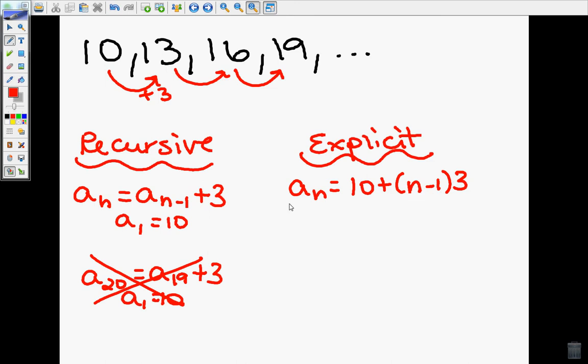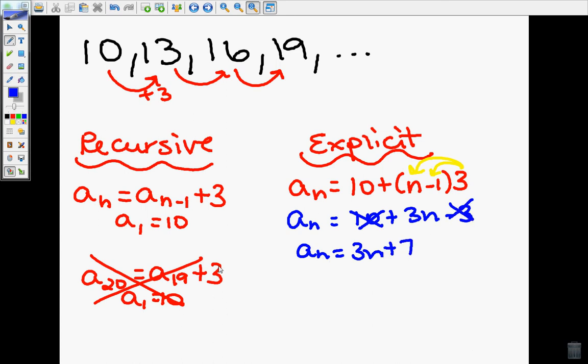Now, we can simplify this explicit formula because we can distribute the 3 to everything inside the parentheses. When we do that, we get that a sub n is equal to 10 plus 3n minus 3. So a sub n is equal to 3n plus 7, because 10 minus 3 is 7. If you notice, with an arithmetic sequence, when the explicit formula is simplified, it is in the form of a linear equation. So I want you to realize that arithmetic sequences are linear.